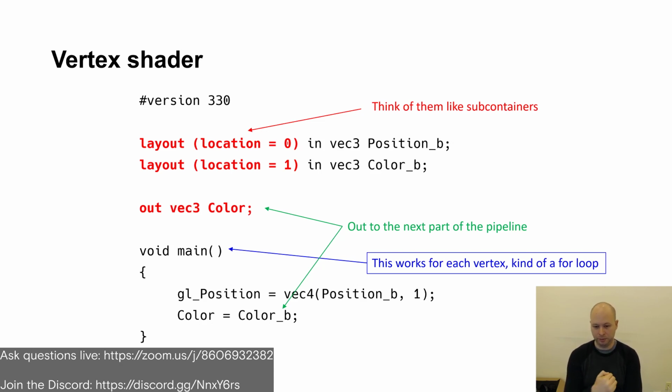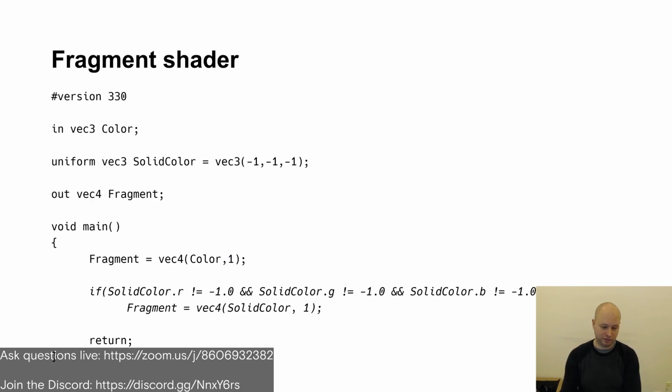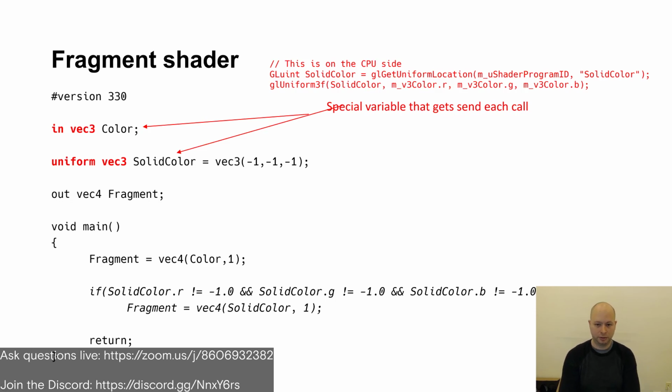You take the position, you attach a 1 to it because the position is coming in as a vector3, and then you have this output vector3 color that you're just connecting. You're just taking the CPU color and passing it over to this output variable color, which immediately gets received by the input vector3 color. So now you'll see this fragment shader has an input, and that's coming from the CPU side.